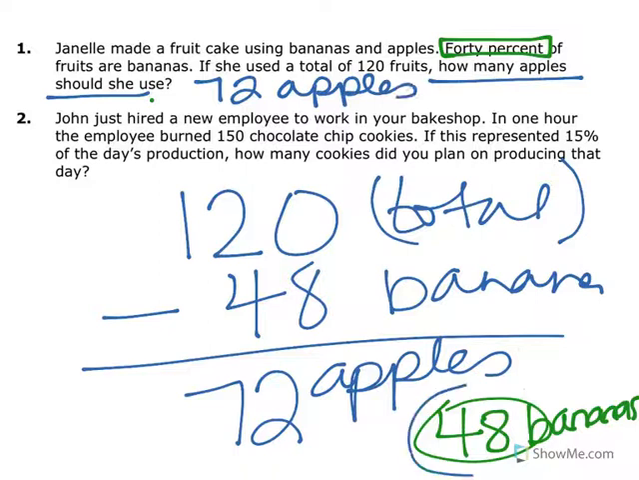We couldn't stop at 48 because 48 tells us how many bananas there are. So 48 doesn't answer our question. So we couldn't stop at 48. All right, let's look at another problem.